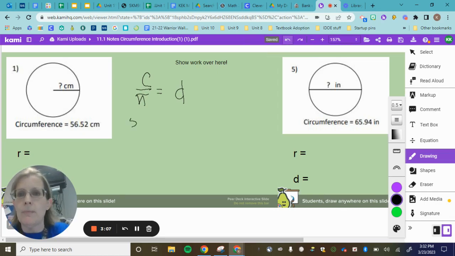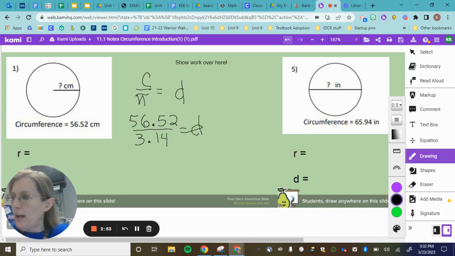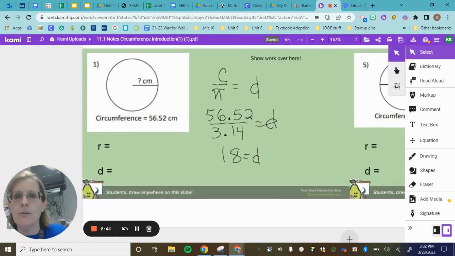So the circumference, they gave it to us, is 56.52 divided by 3.14 equals the diameter. Now I just do that in my calculator. 56.52 divided by 3.14, and I will get 18. So I got that my diameter is 18, but that's not what the question is asking for.